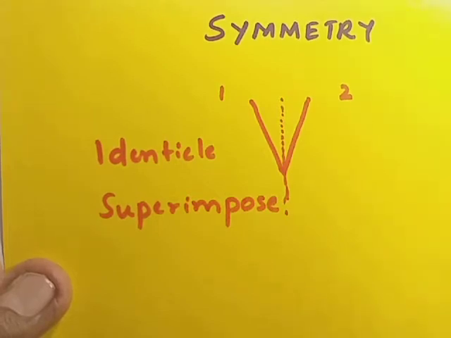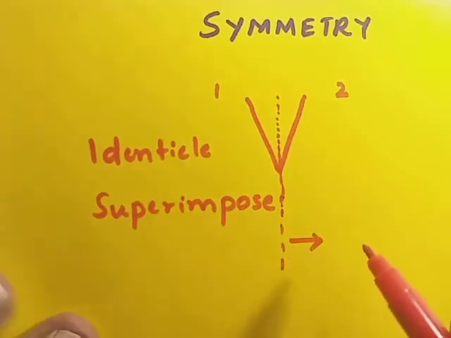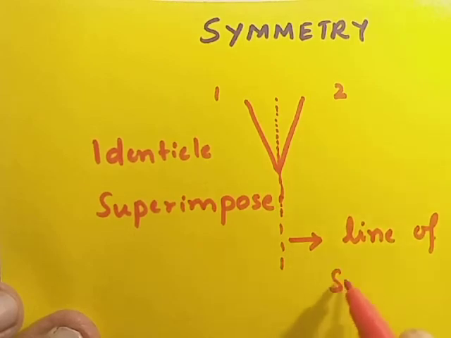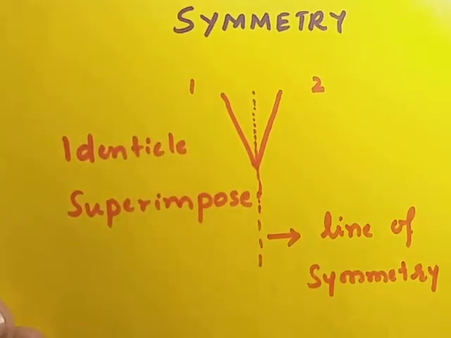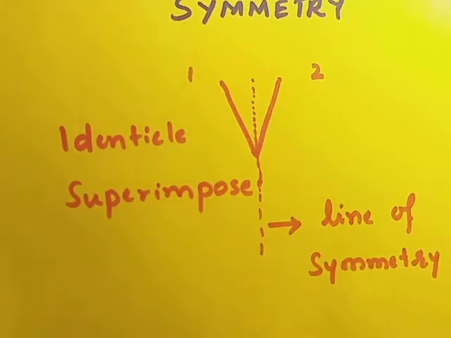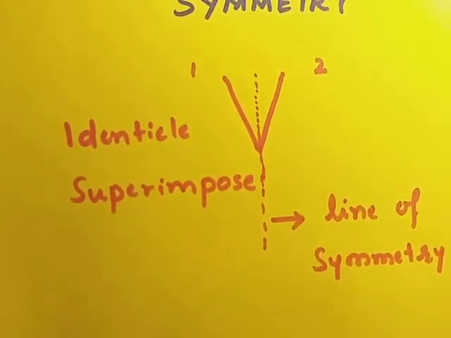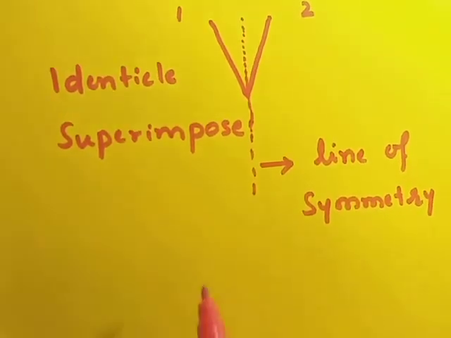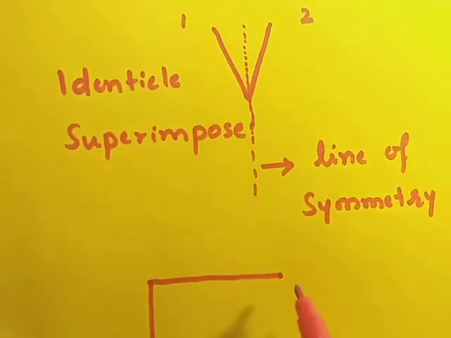Similarly, the line that is drawn becomes the line of symmetry. There are various shapes which are having a single line of symmetry, and there will be two lines of symmetry, there will be three lines, something like that. Let us take an example of a two-line symmetry shape. Suppose a rectangle is taken into account.